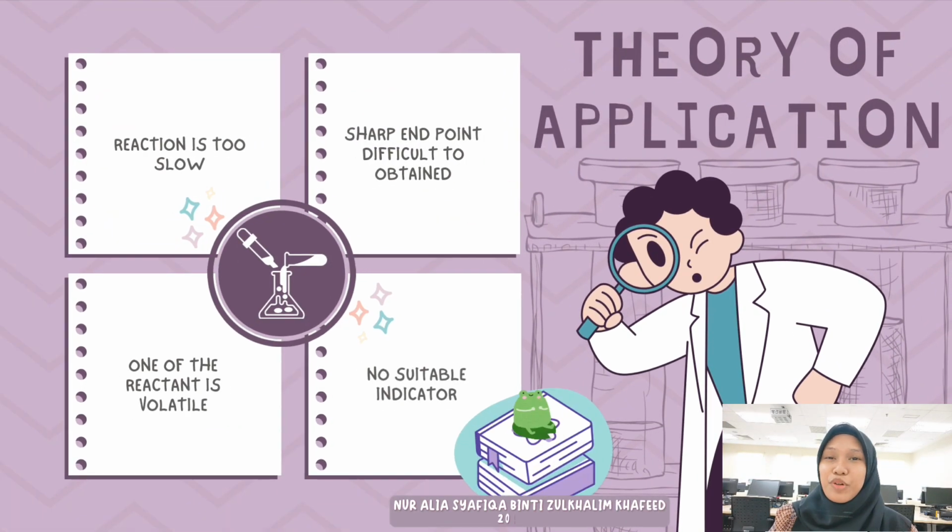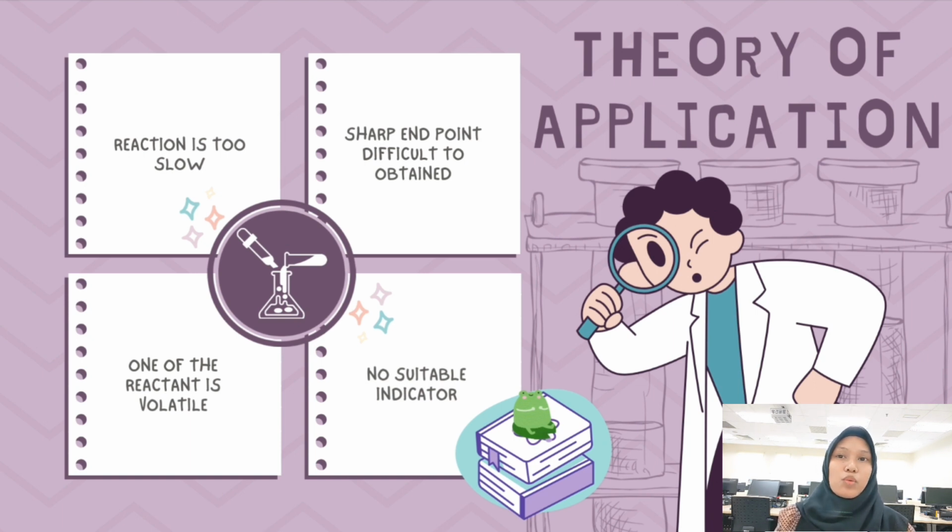Back titration is an important analytical technique used when the reaction between two substances is too slow or when it is difficult to obtain a sharp endpoint. It involves adding an excess of a known reagent to react with the analyte, followed by titrating the remaining excess reagent with a standardized solution. This method is particularly useful when one of the reactants is volatile or when there is no suitable indicator to indicate the completion of the reaction. So back titration allows for accurate determination of the analyte's concentration, overcoming the limitations posed by these factors.